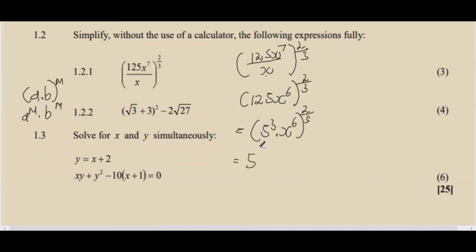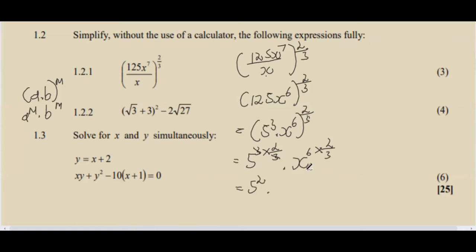We'll take this 5 to the exponent of 3, raise it to this power. So how do we raise a power to another power? By multiplying the exponents, right? And then also this x to the exponent of 6 multiplied by 2 over 3, right? Now, if we multiply 3 times 2 over 3, the 3 and the 3 will obviously cancel. So we are left with 5 to the exponent of 2.